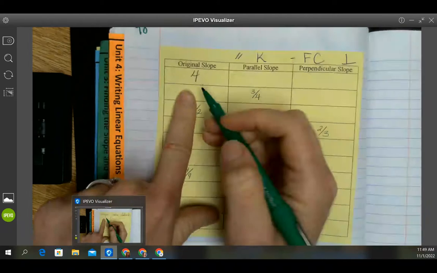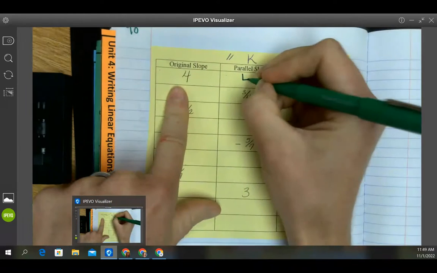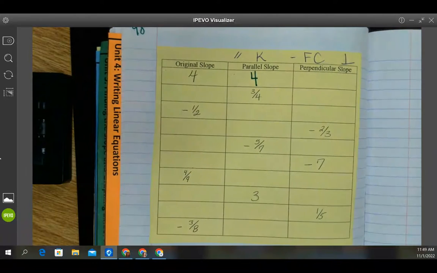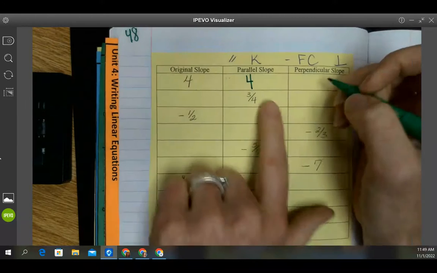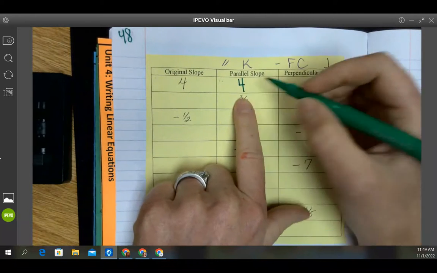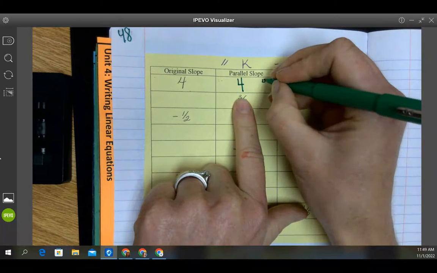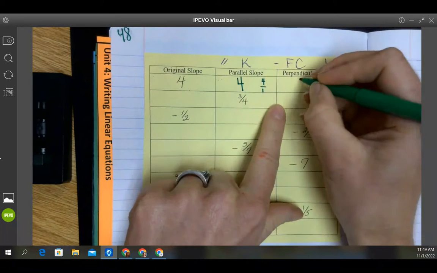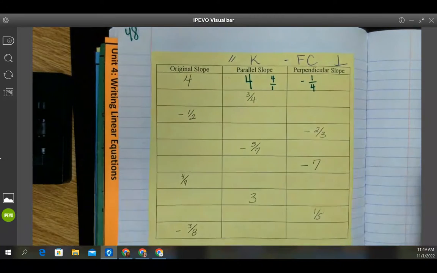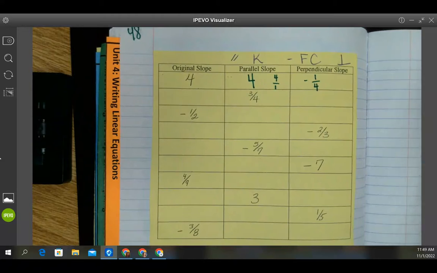So our original slope is 4. So our parallel slope will also be 4. We're going to fill in this table. Our perpendicular, we're going to flip it and change the sign. So this is like 4 over 1. So we would do 1 over 4, flip it, and change the sign. So negative 1/4 would be a perpendicular slope.